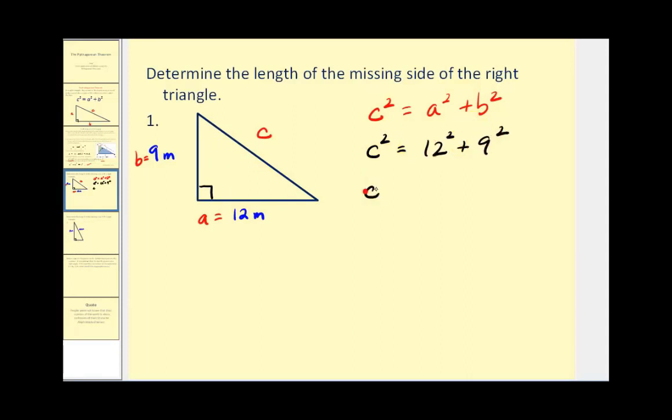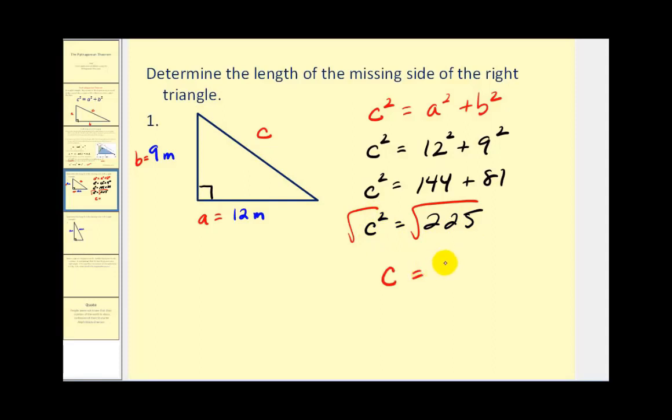So we have C squared equals 12 squared, which is 144. 9 squared is equal to 81. So we have C squared equals 225. And now to find C, we can take the square root of both sides. Now we're only going to take the principal square root, or the positive square root here, because we know C would be a length, and this length can't be negative. 225 is a perfect square, so we have C equals 15, in this case, meters. That's the length of the missing side.